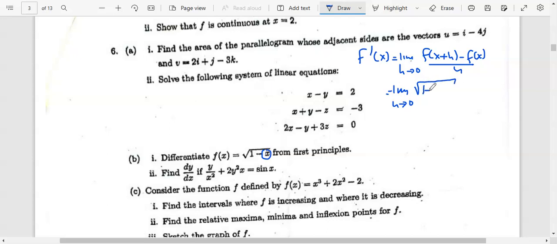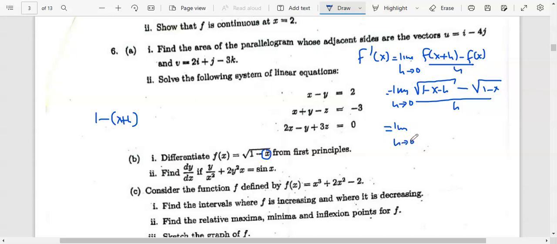So that is going to be square root of 1 minus, where there was x, I put x plus h. Now it has become negative x, negative h, because I was supposed to write 1 minus, where there was x, I was supposed to put x plus h. But I've just distributed this negative. That's why everything is negative. And then minus f of x. F of x itself is square root of 1 minus x, divided by h.